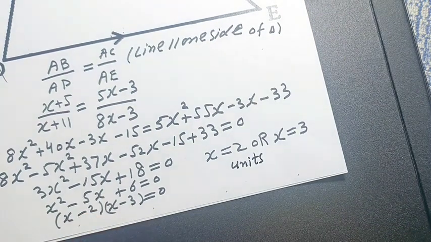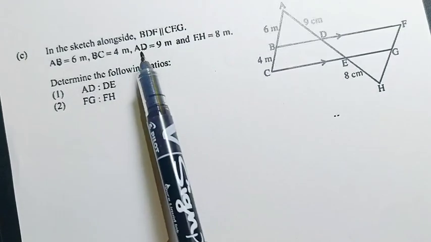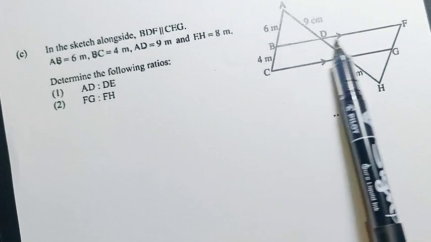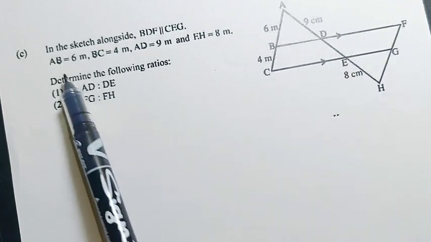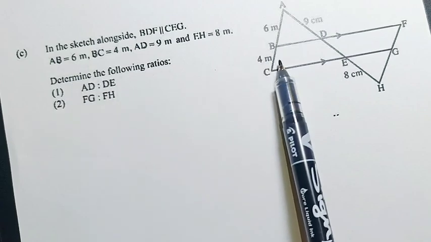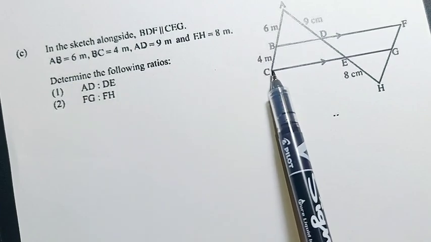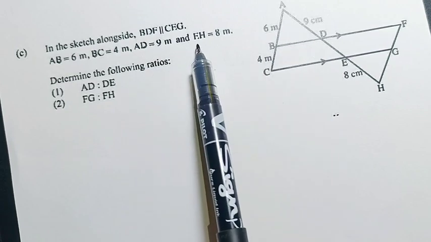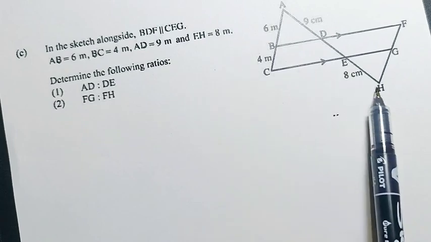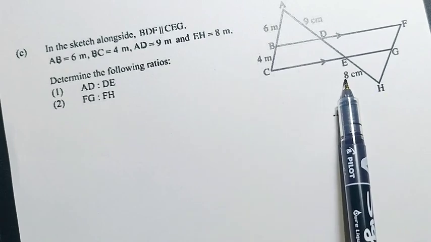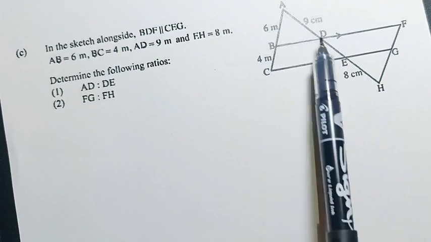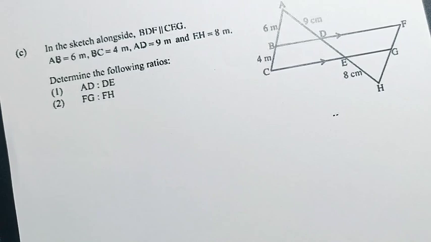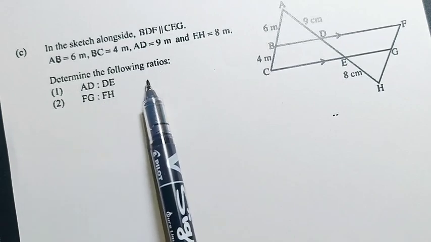In the sketch alongside, BDF is parallel to CEG. So this is parallel to this one. And then AB is 6 meter and BC is 4 meter. And then AD is 9 meter. And EH is 8 meter. Sorry, 8 centimeter. All of this is centimeter. This side is meter. Now, the question says determine the following ratios.